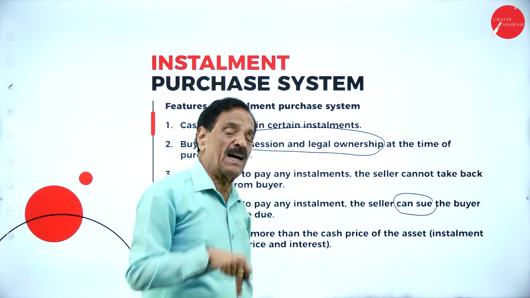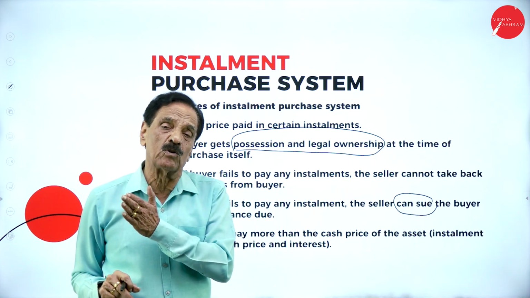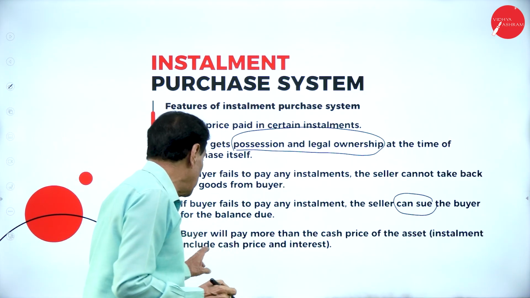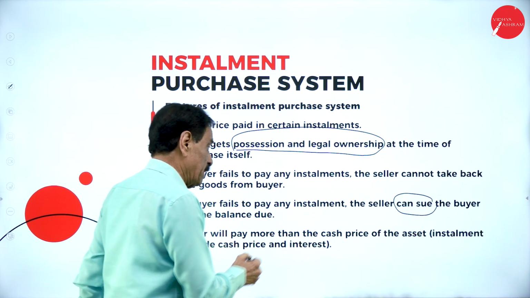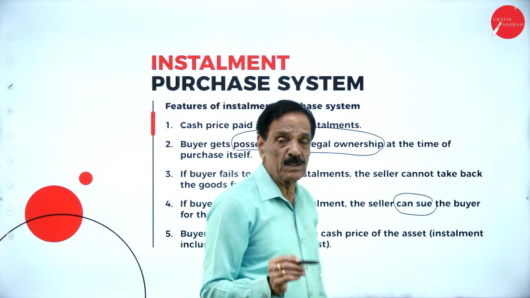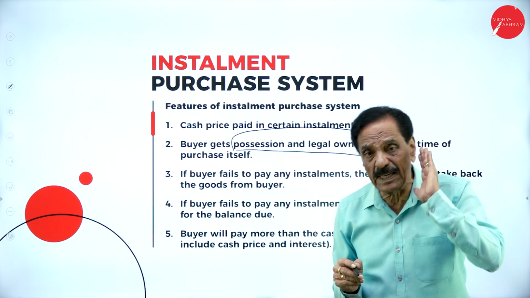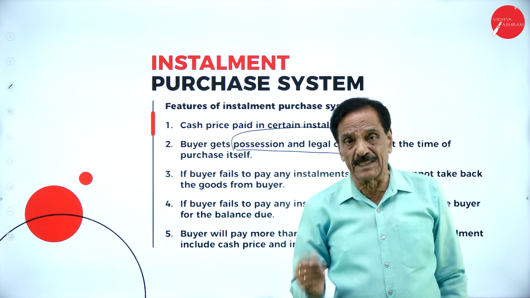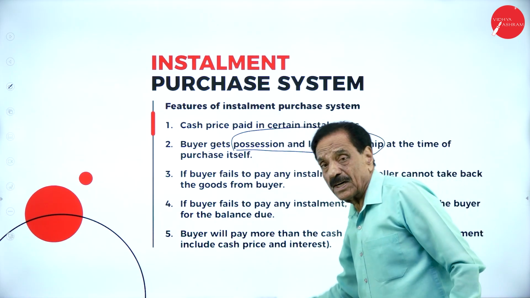But in the case of hire purchase, he can take back the goods because the legal ownership lies with the seller. Buyer will pay more than the cash price of the asset, which is considered as an installment. Buyer always pays more than the cash price. Each installment includes the cash price plus interest. So very good features are there.